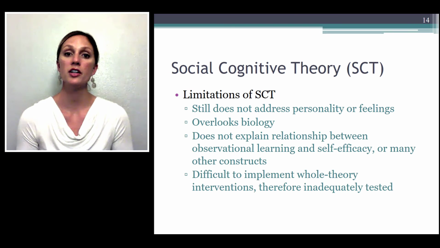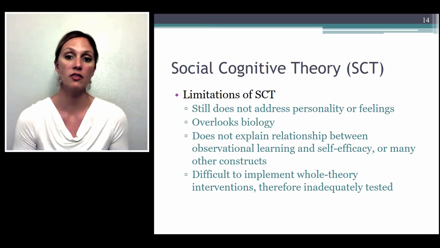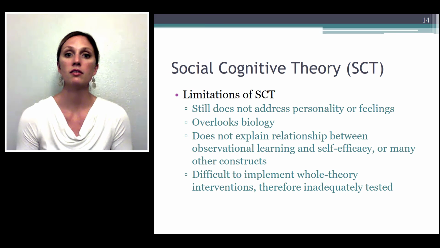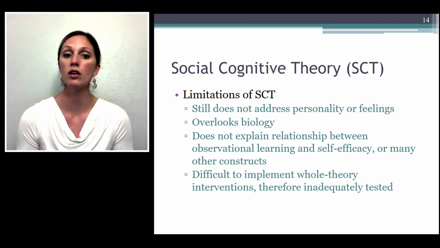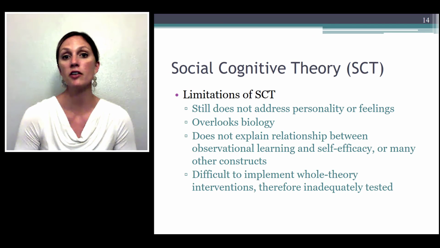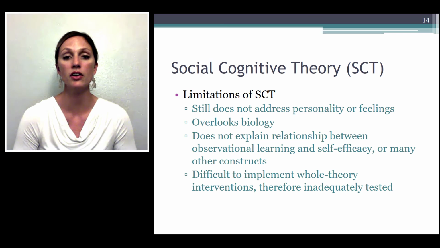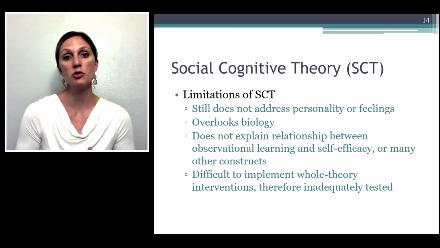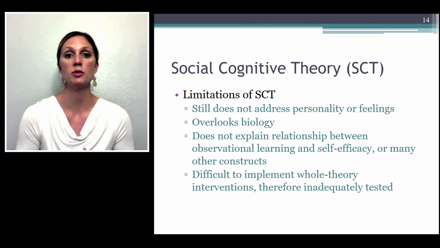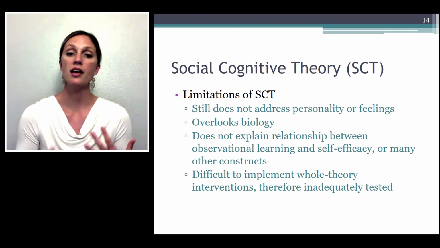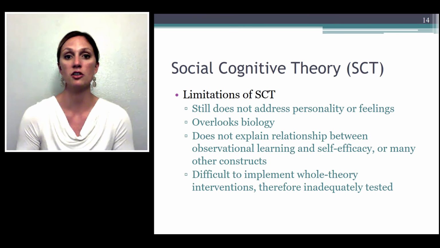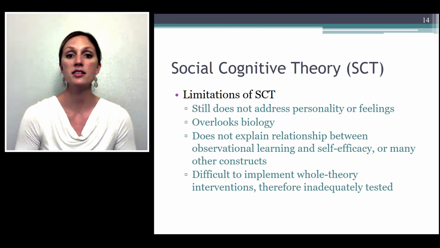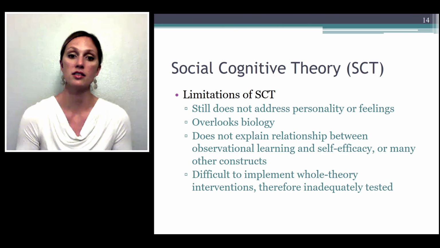Also, it does not do a great job of explaining the relationships between constructs. So, is observational learning more or less important than self-efficacy, or vice versa? For example, is observational learning more or less important than self-efficacy in inspiring a behavior? You may recall that a good theory should have a conceptual model that specifies the relationships between all of the constructs, as well as the relationships between the constructs and a behavior. And the SCT does not have this.